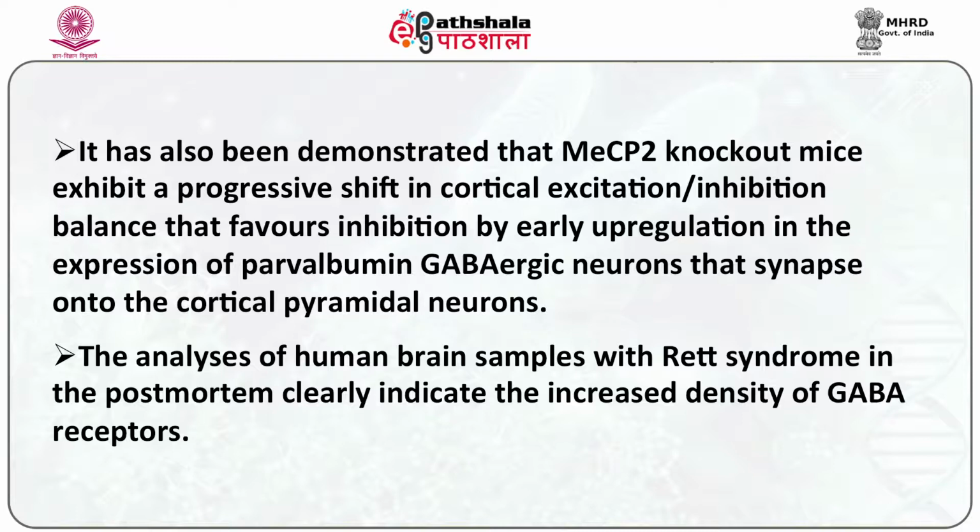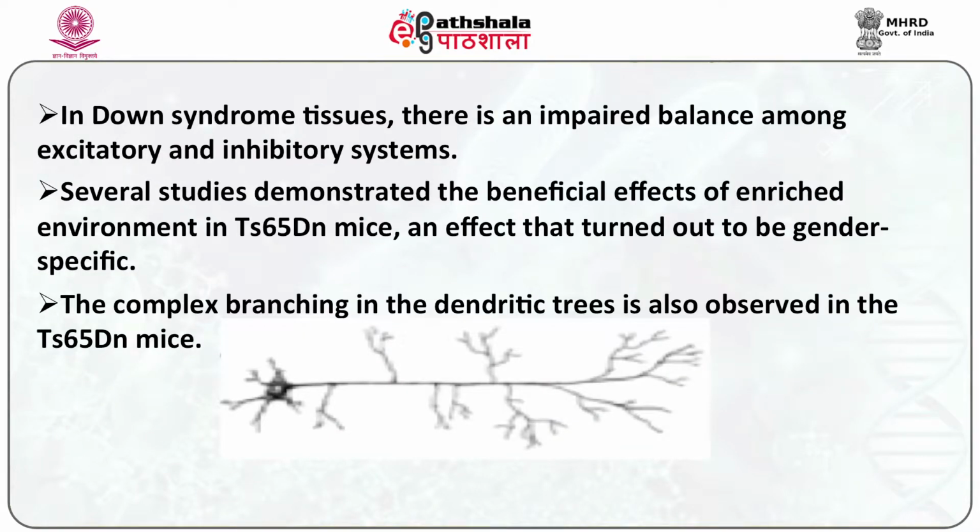In the model of Down syndrome, TS65DN mice, studies have shown that the cognitive impairment mainly occurs due to over inhibition in the circuits of the temporal lobe, with excessive inhibition, which is confirmed by the demonstration that introducing GABA A and GABA B receptor antagonists can reverse the main deficit in these mice. The analysis of postmortem human brain samples from Rett syndrome clearly indicates increased density of GABA receptors, and in Down syndrome tissues there is an impaired balance among excitatory and inhibitory systems.